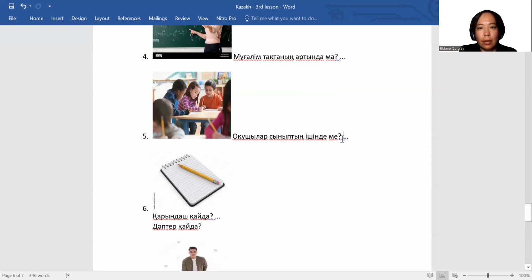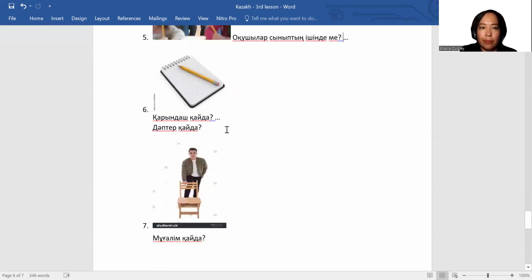You have to write your answer in Kazakh. All right. Next one. Қарындаш қайда? Where is the pencil? You'll just have to write down that қарындаш, and then you have to put the location is on top of the notepad. You have all of the words that I gave you, and you can use them.